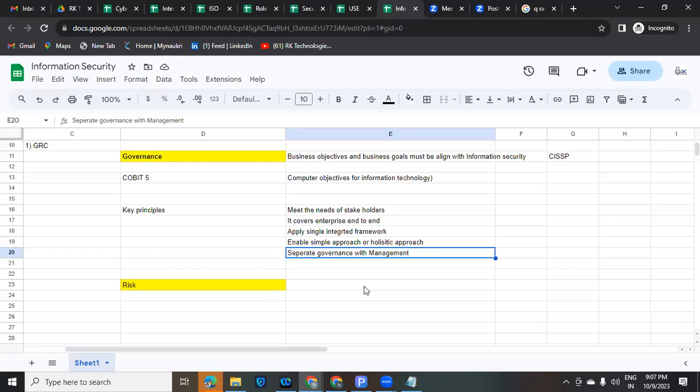Now, our internal management team has to work on how to achieve those business objectives and goals, but not like, okay, a couple of politics we can make and we can reduce the business of the respective organization. So always we have to separate our management conflicts from our governance. That is what is meant by separating governance from management. Is it clear? Yes. That is about overall governance.